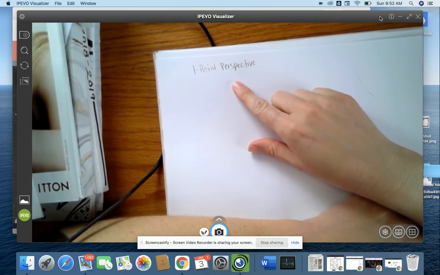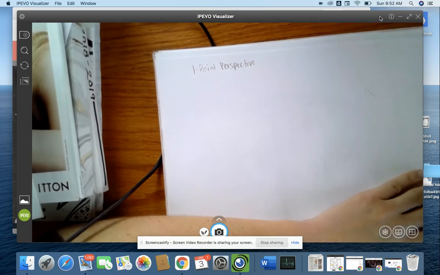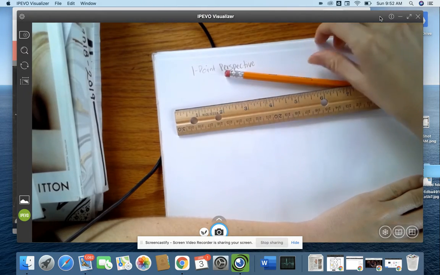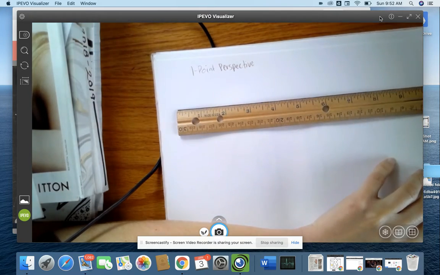All right, we're going to do a little lesson on one-point perspective. What you will need is a pencil, a ruler, and an eraser. Okay, I'm going to go over some vocabulary terms.